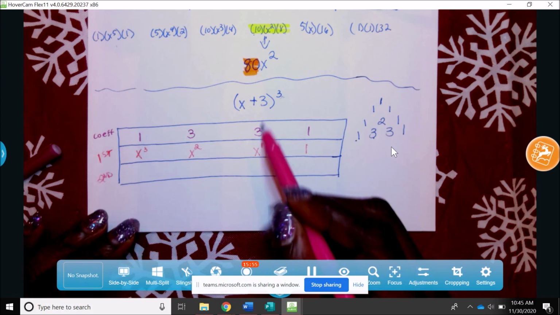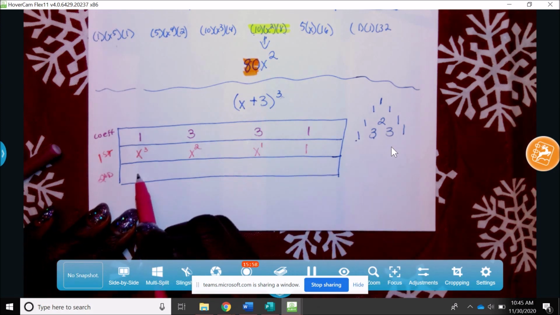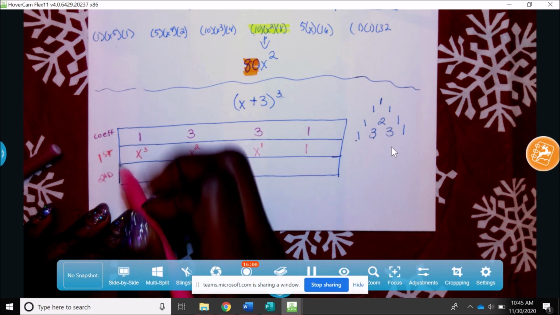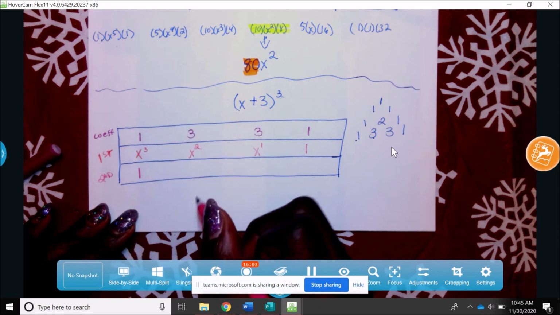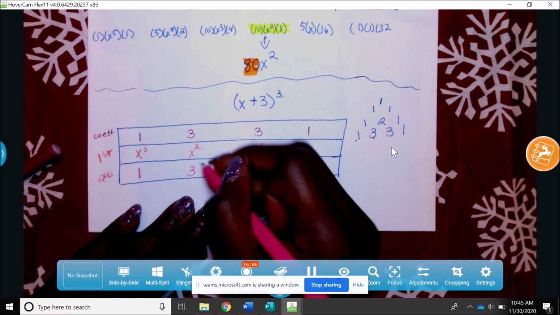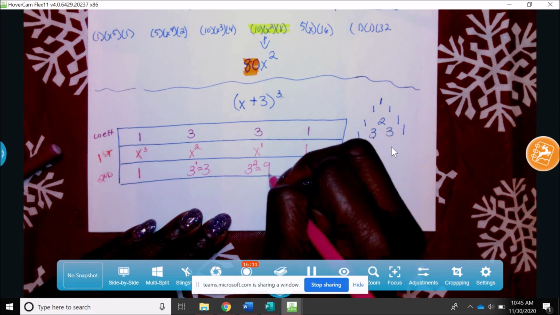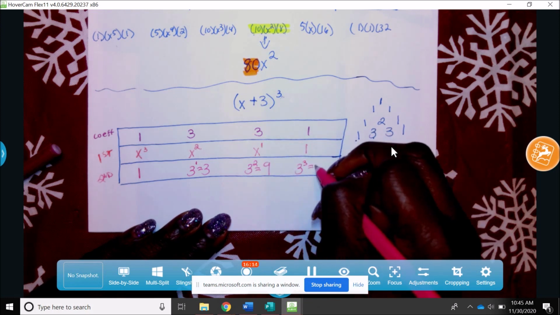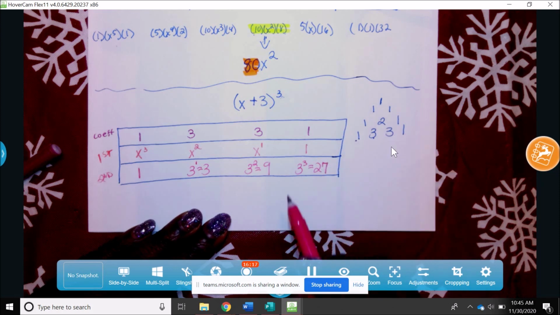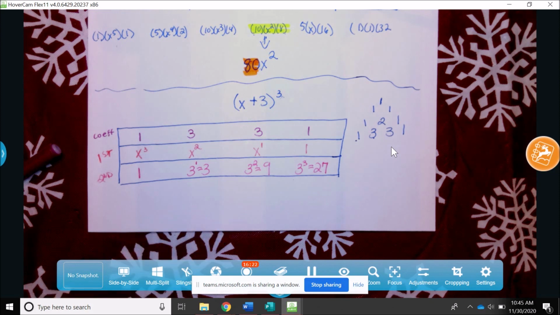Okay, next we go to the second term. But this time we start at 0 and we go up. Anything to the 0 power is 1. Then 3 to the first, which is 3. 3 squared, which is 9. And 3 to the third, which is 27. And remember, we're doing 3 to the third, not 3 times 3. Okay, questions about this step? No, I got it so far.